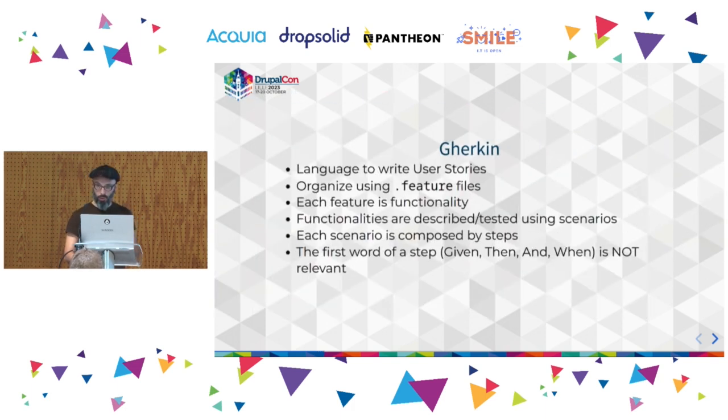The Gherkin language is what you have seen. It's used to write the user stories. It's organized using feature files. Each feature is inside one single file with multiple scenarios if you need it. Each feature is a functionality. And as I said, the functionalities are described or tested using scenarios, because do you remember that you write in natural language, but this is translated into actions, I mean, into real testing.